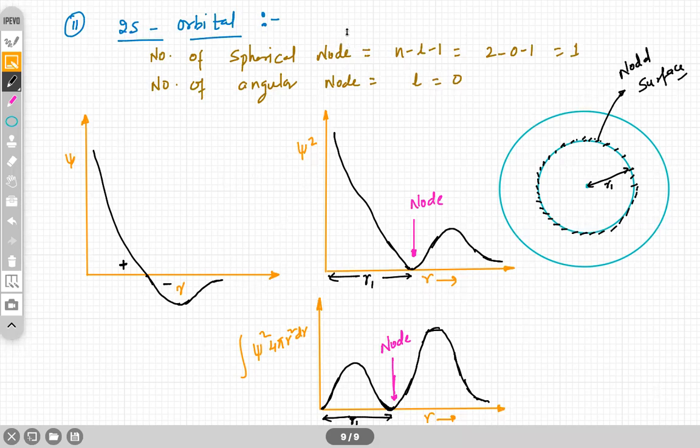I'm just concluding this. You will have this graph, and at this point, the psi square graph is touching the x-axis. What does it mean? That at this distance from the nucleus, psi square is 0, and when psi square is 0, the probability is 0. That's why we have one nodal surface here. Why does it touch the x-axis only once? Because we have only one spherical node. And remember, I told you already that we can draw only a spherical surface here. Angular we cannot draw.